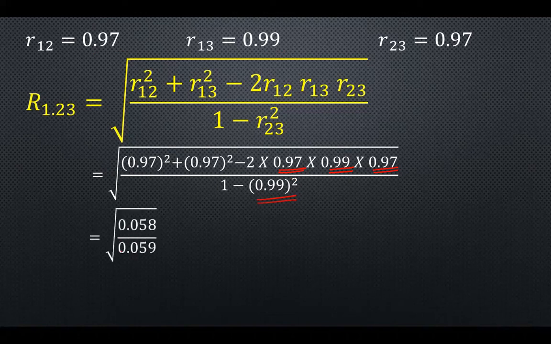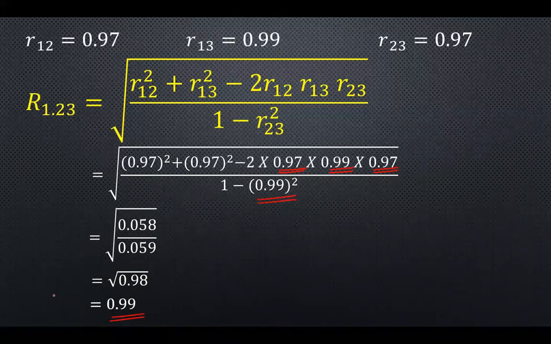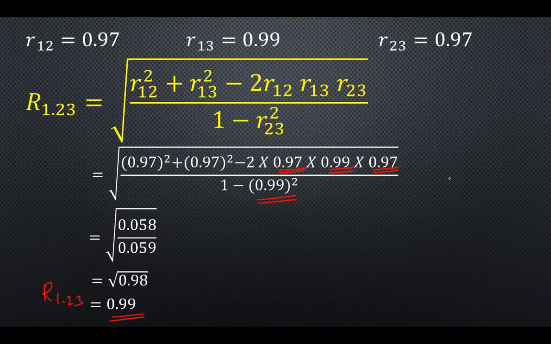I've used a calculator, for example. So I got this value. Okay, so now that is the root of 0.98. Then I'm going to find the square root of 0.98. The same thing will come around. So I can find out it is nothing but 0.99. Okay, that is my answer. So that is nothing but R1.23. Suppose if they ask R2.13, you are going to use the same procedure: alter the formula and use the same method.